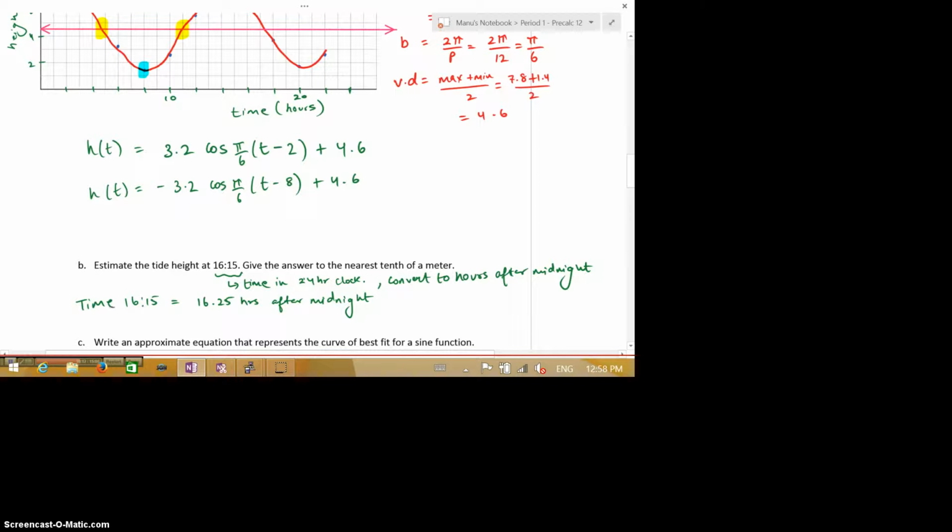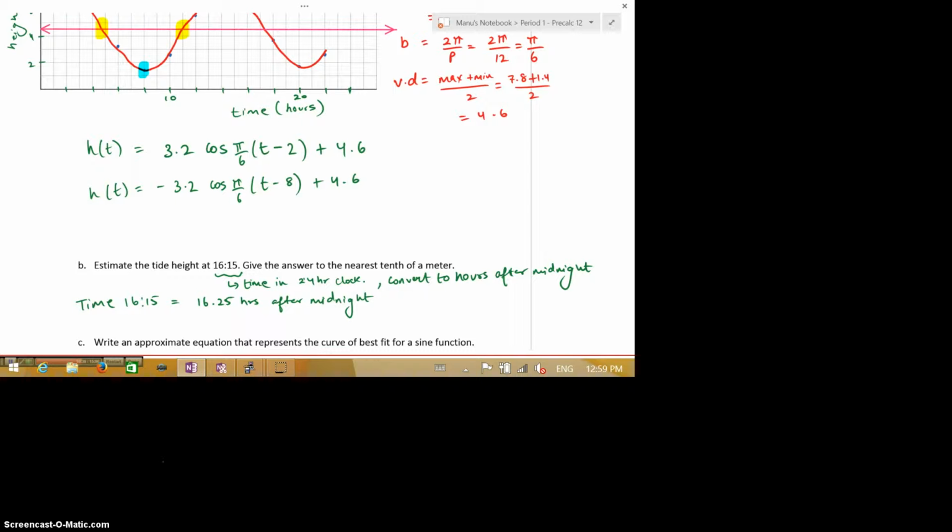I hope you're able to make sense of that, right? The time 4:15 in the afternoon is going to be 16.25 hours after midnight. So you've got to convert those minutes into hours as well. Whatever the minutes were, if I asked you what would be the time 16:20, you would take the 20 minutes, divide them by 60 to convert them into hours as well. So then it would have been 16.333 hours.